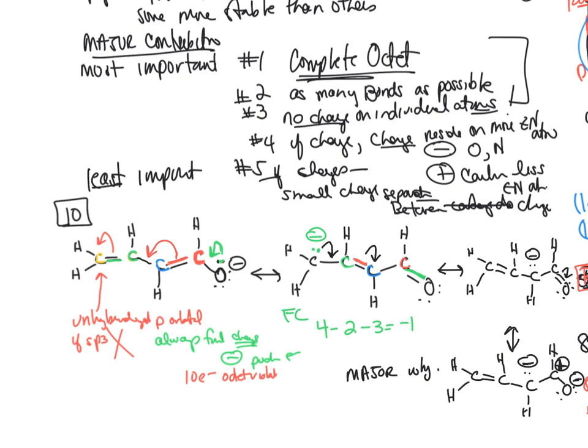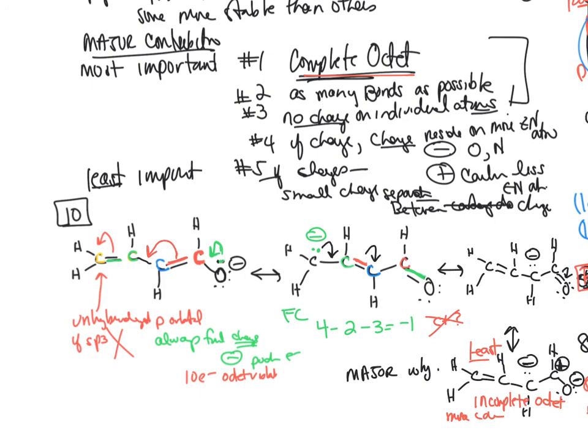All right, now let's rank them. So your major is going to have complete octet. Well, do you see any that does not have a complete octet? This is an incomplete. Okay, this one has an incomplete octet. So the end, you have more charge. You have lots of charges. So this is going to be your least contributor, the last one we drew. Okay, so if you look at all the other structures, you see that they all have a complete octet. You don't see a positive carbon. Okay, so everything has 8 electrons. As many bonds as possible.